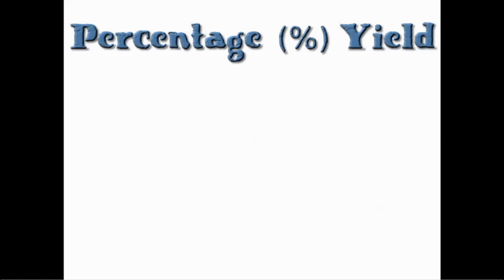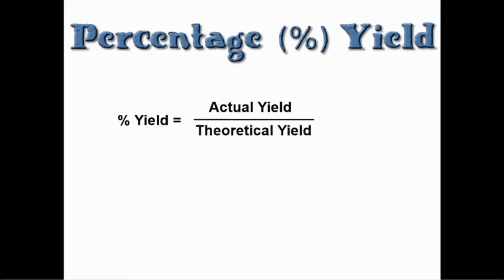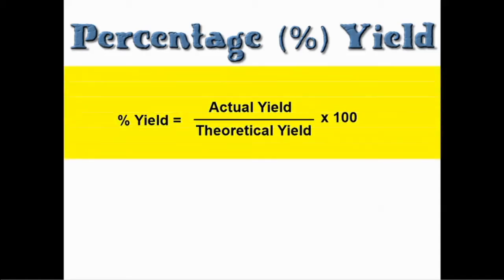Percentage yield is defined as the actual yield divided by theoretical yield and times 100%. And remember, the actual yield and this theoretical yield could be either in grams or moles.